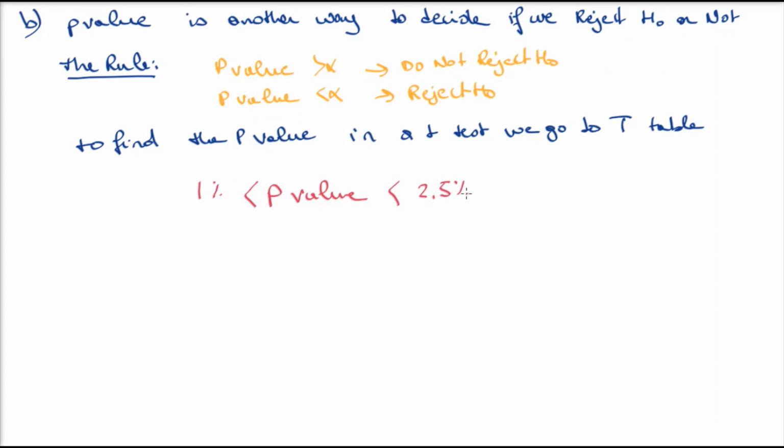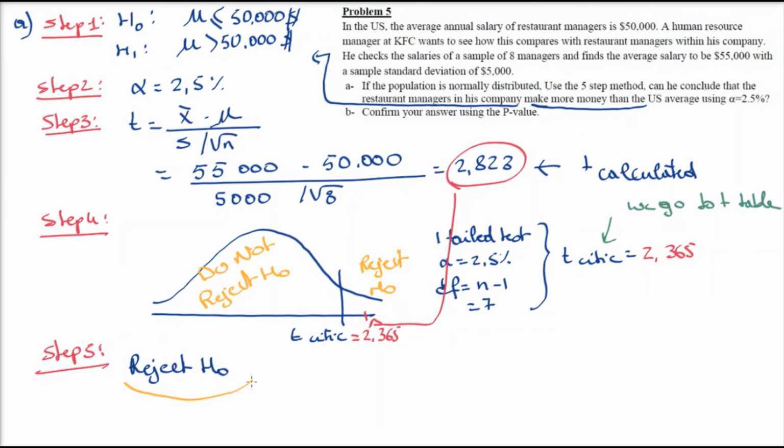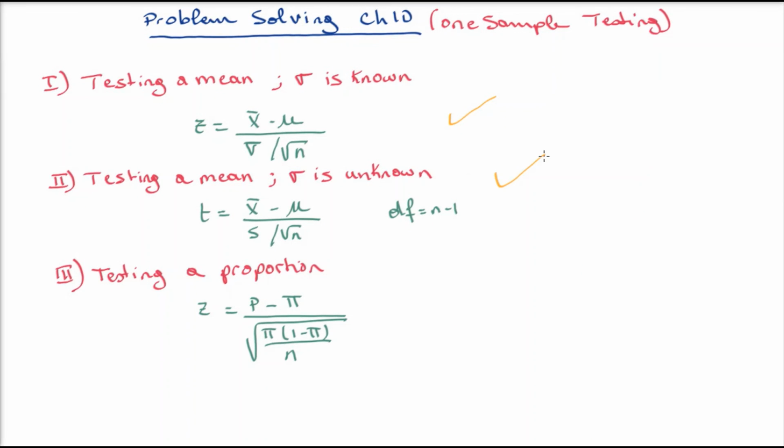So p-value is less than alpha, which leads us to reject H0. And this is the same result as in the 5 steps procedure. And by that, we would have covered the second point of our chapter.